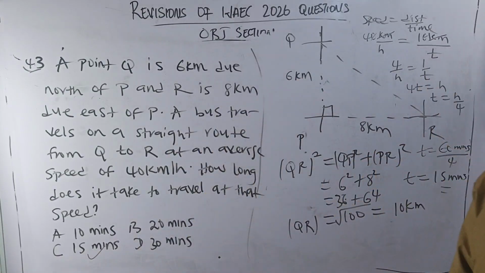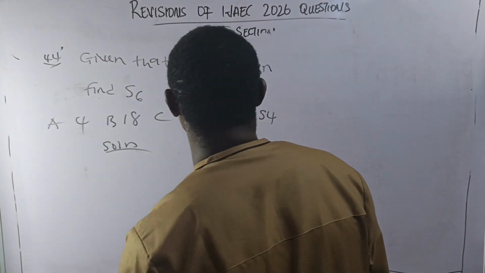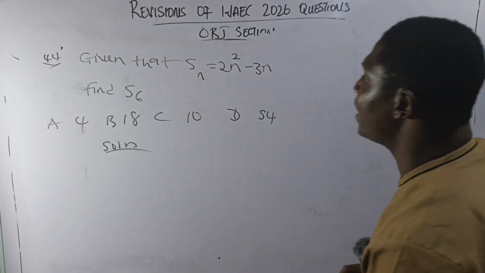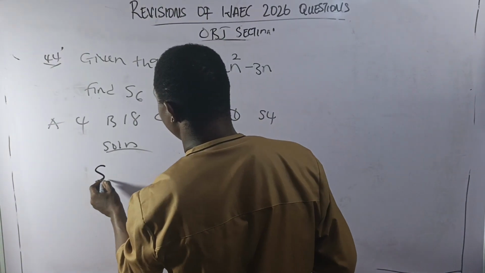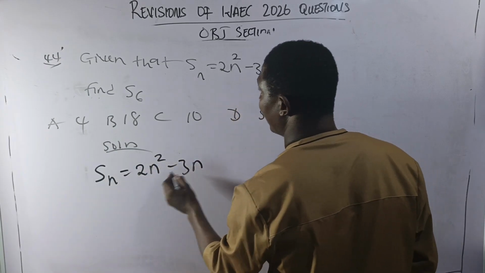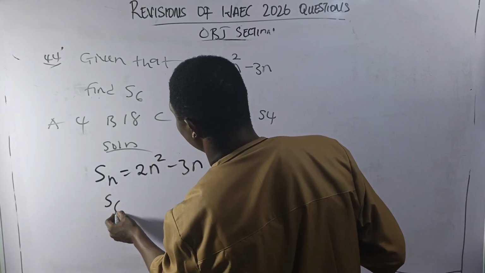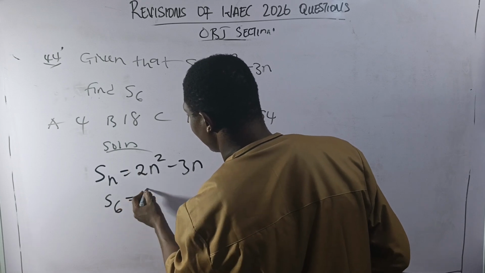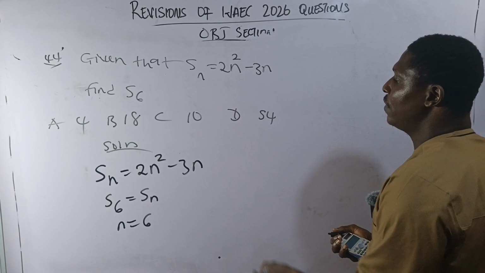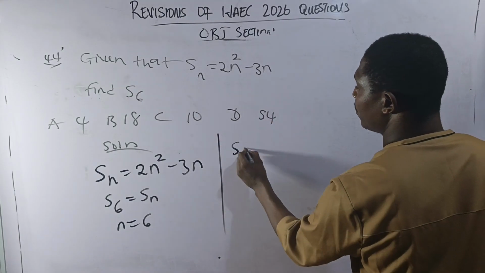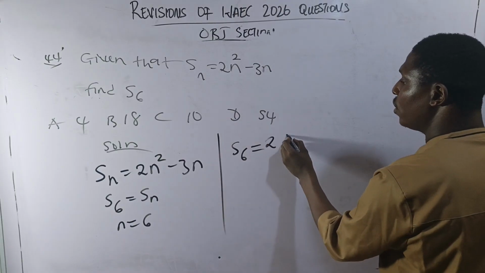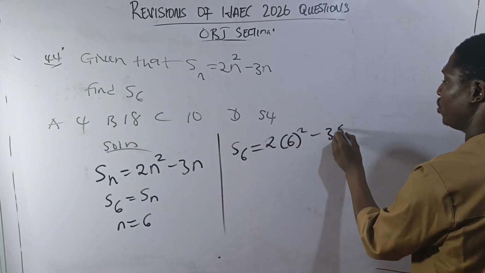So my answer is C. Question 44 says, given that S subscript n is equal to 2n squared minus 3n, find S subscript 6. If we have S subscript n equal to 2n squared minus 3n, then S subscript 6 will give us n equal to 6. If n is 6, then S subscript 6 will be equal to, in place of n, I will now put 6. So I have 2 bracket 6 close bracket squared minus 3 bracket what?